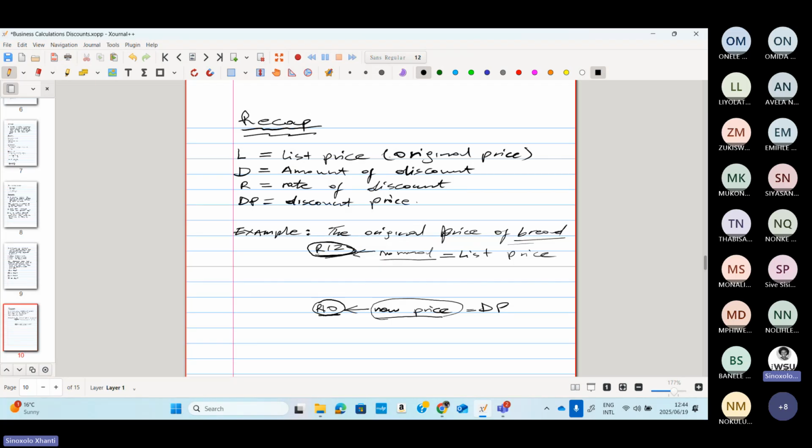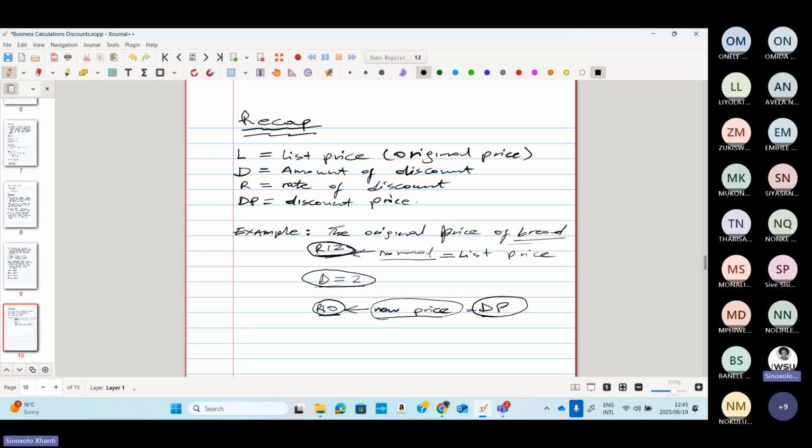Now, the amount of money they reduce from this 12 rand to this 10 rand is the one that we call D. So D is the difference between the price that you are going to pay and the normal price. I hope you can see the difference between D and DP. DP is the new price that you are going to pay, and D, the amount of discount, is the difference between the original price and the new price.